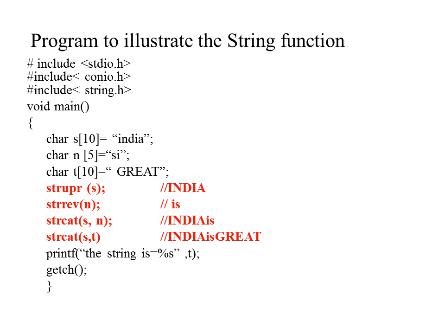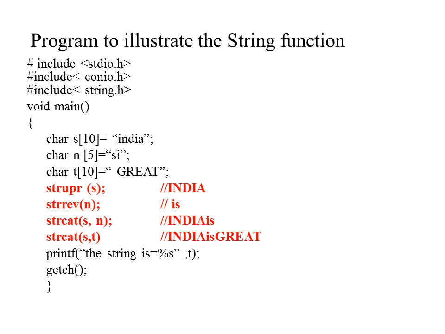Now next is strrev, for reverse, whose string is going to be reversed. Which string? It is n. N consists of the elements si. These elements are going to be reversed with the help of the strrev function, and we get the output as is. Then strcat s comma n.